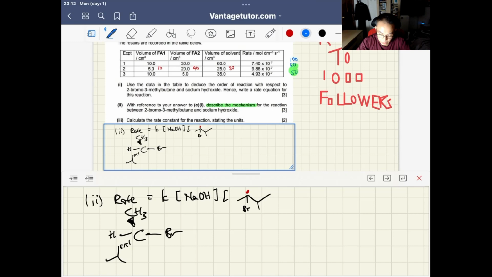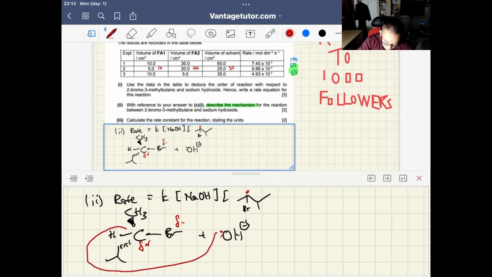So I'm going to add my NaOH, plus OH minus. Indicate my lone pair, indicate my dipole moment, indicate my arrow pushing. So this arrow is going to attack from the back side, and this will leave.